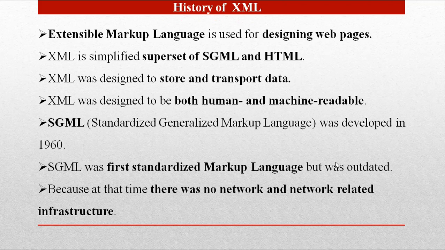Now we are going to see the history of XML. Before XML, there was HTML. So what is the long form of XML? The X indicates extensible markup language. It is the extension of markup language, that is, the extension of HTML. HTML means hypertext markup language, and XML is the extension of HTML, so it is called extensible markup language. The X is taken from this. So it is used for designing web pages.